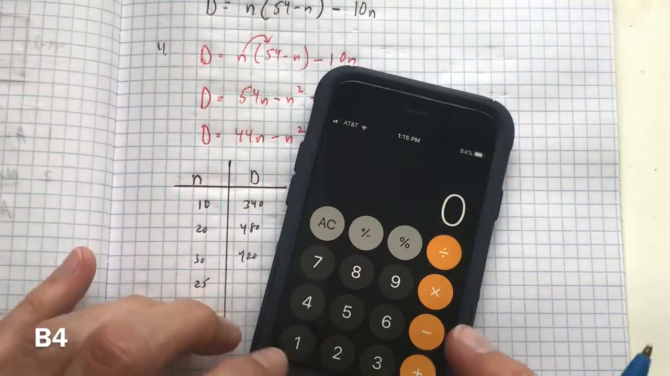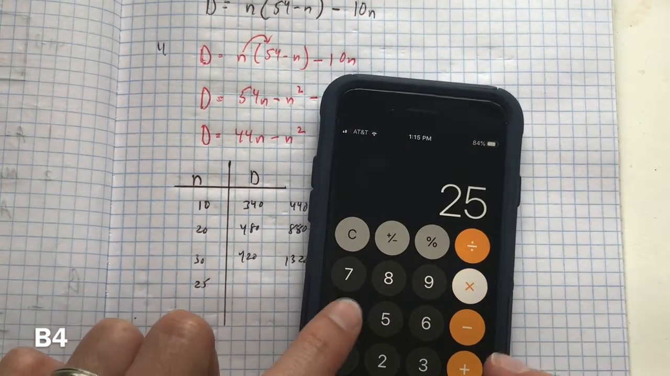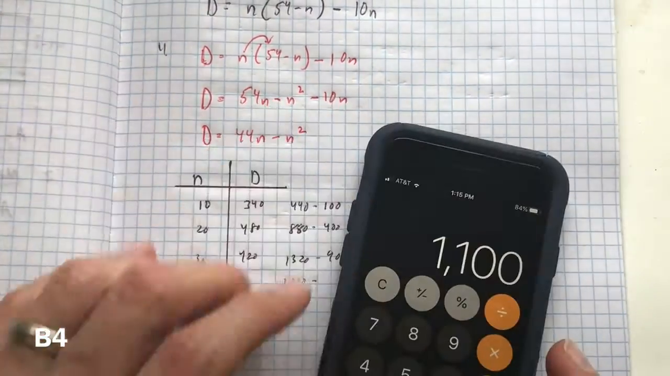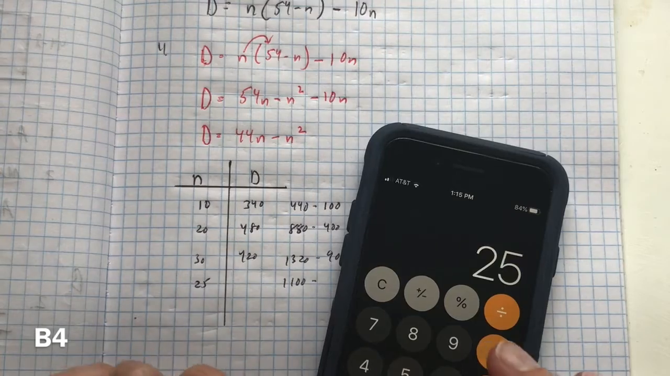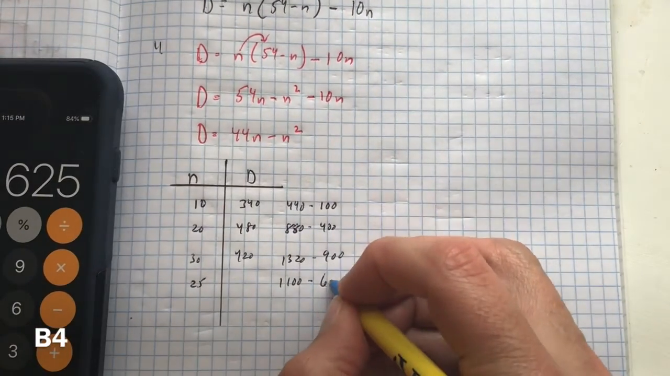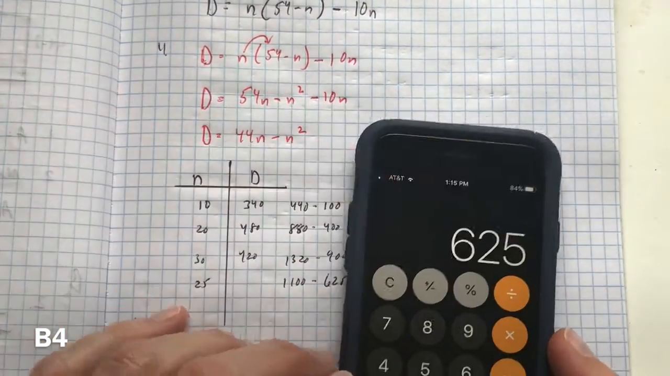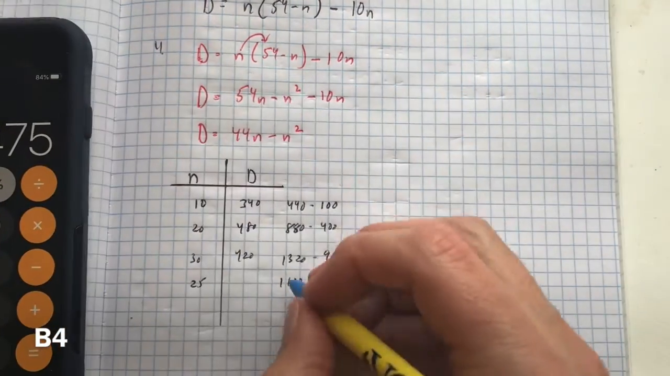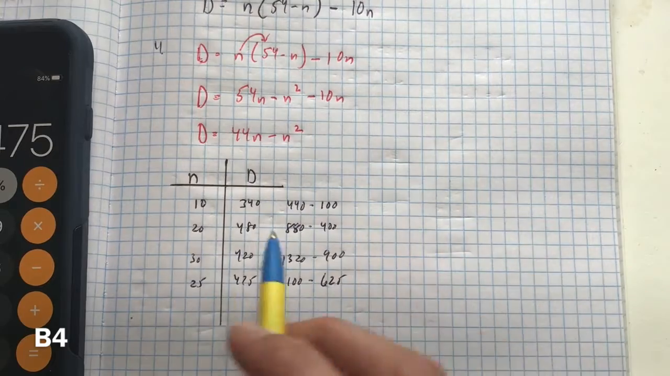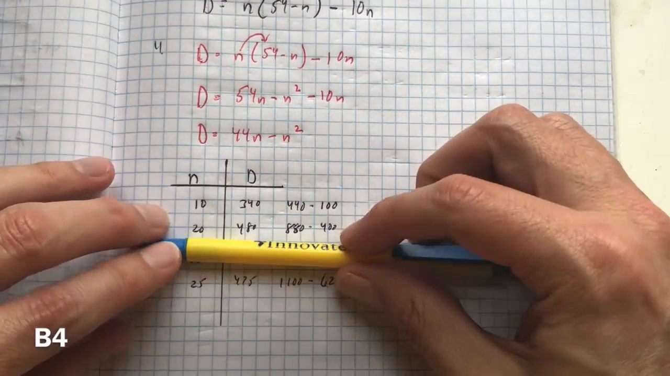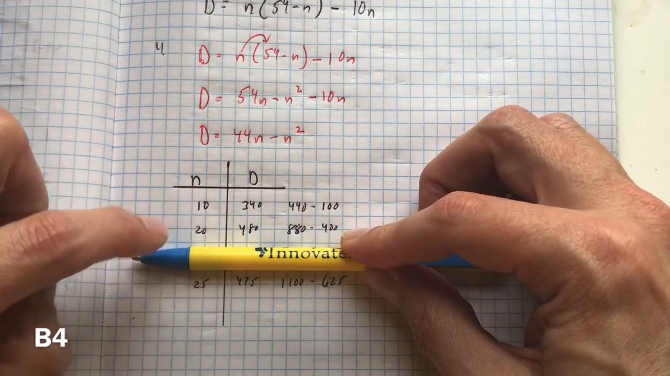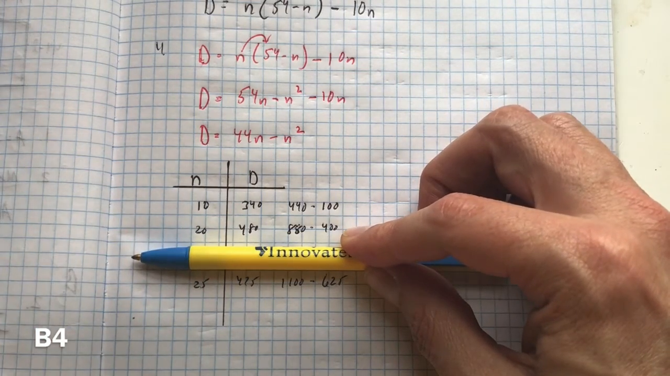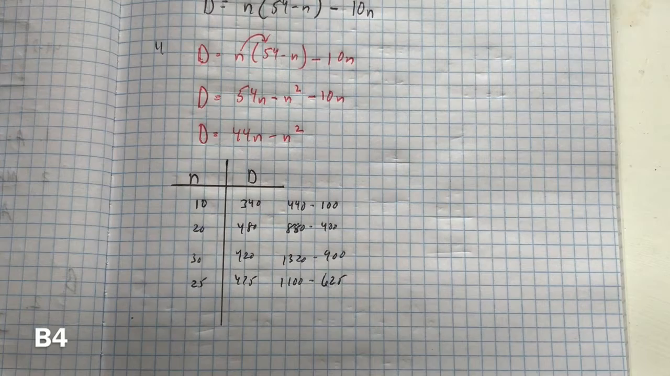So 25 times 44 is 1,100, minus 25 times 25, which is 625. 1,100 minus 625 is 475. Okay, so if we look at this, somewhere between these is the middle. This is almost in the same place, so something in the middle of those. Let's take a look at what that might be next.